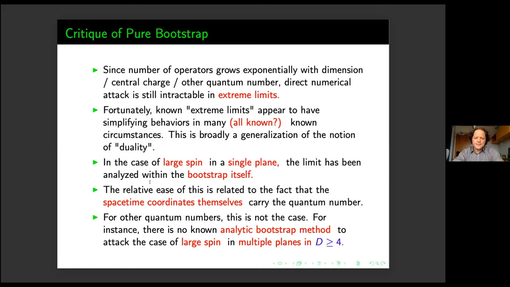And the relative ease of that has to do with the fact that the space-time coordinates themselves carry that quantum number of spin in a single plane. For other quantum numbers, including even as simple a variation as the case of large spin in multiple planes in four or more dimensions, there's no known analytic bootstrap method to analyze that question systematically, like the dimension of the lowest operator, say, with spin in two planes simultaneously, with both spins being large.